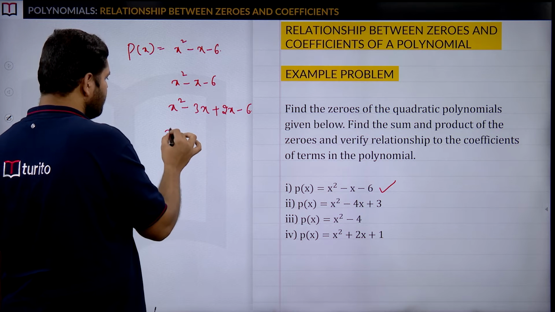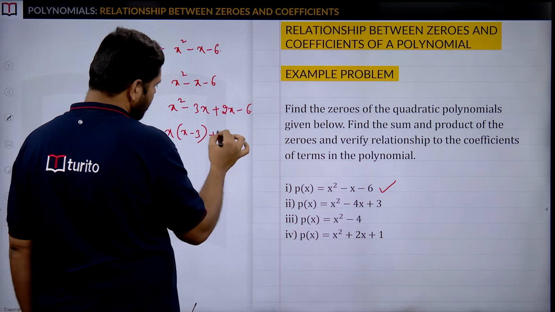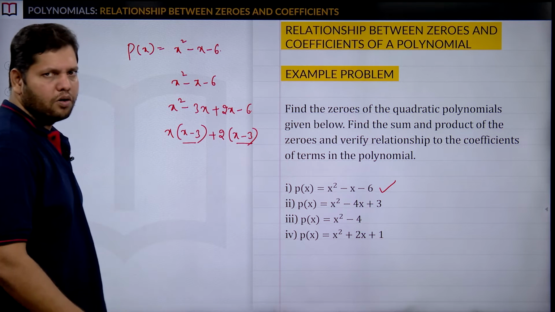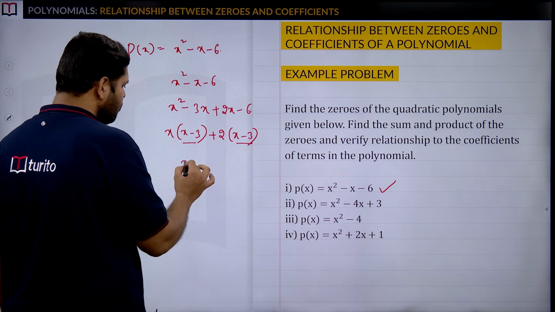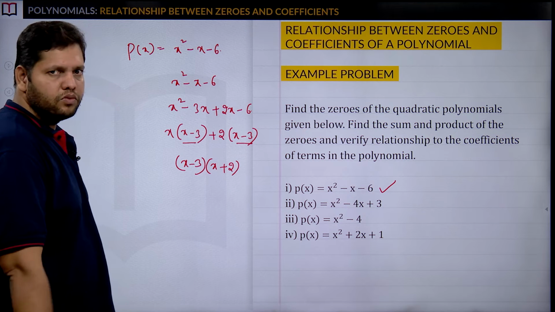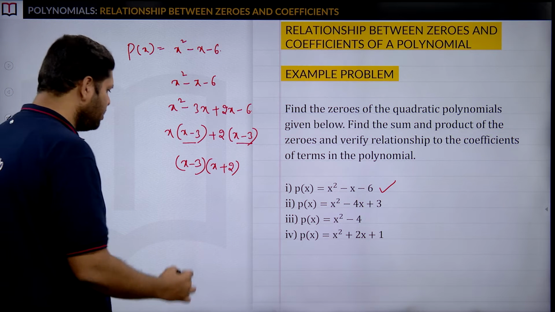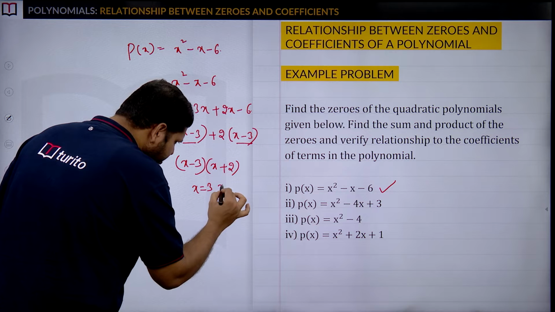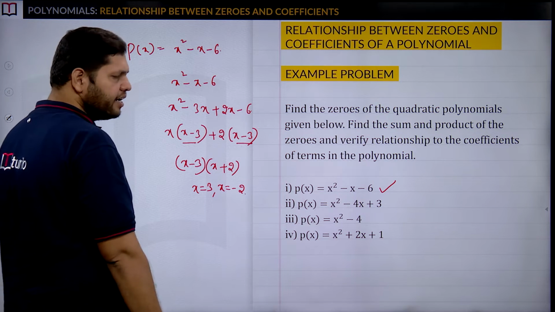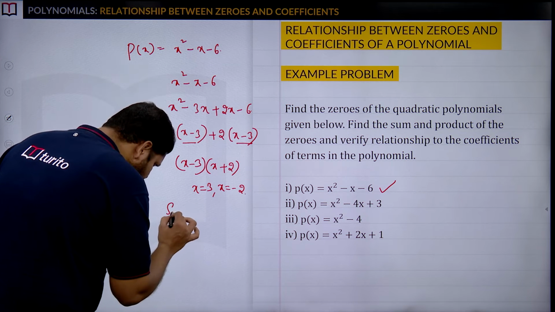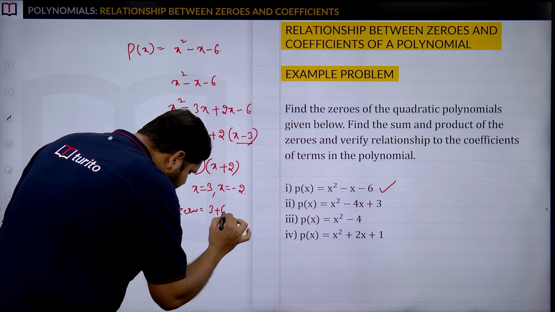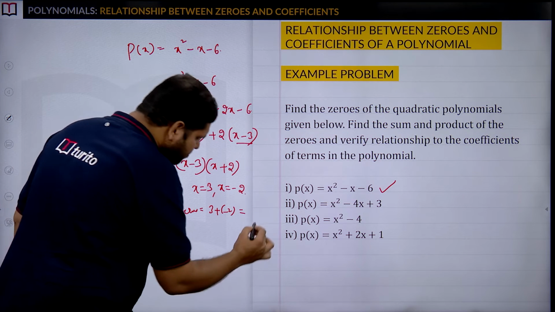Now children, take x as common. If I take x as common, it is x minus 3, and take 2 as common, this is x minus 3. So here x minus 3 is the overall common. If I take x minus 3 as overall common, I will get x plus 2. Again, children, I want to find the zeros of the polynomial. So x is 3 and x is minus 2. Okay. Now children, I want to find the sum of the zeros. So sum of the zeros means 3 plus of minus 2, nothing but 1.